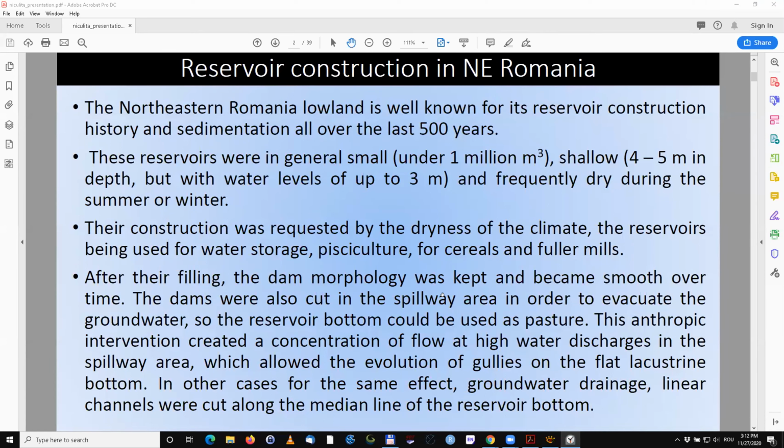The idea is that because the area is quite dry, so the discharge is not so big, after their filling the morphology was kept and became smooth over time. Later, sometimes the reservoir dams were cut in the spillway area or in the central part of the dam in order to allow the water to flow, because these bottoms were used mainly as pastures, but sometimes also as arable land. So starting from that location where the water is concentrating upstream, very often gullies appeared. So this was our target.